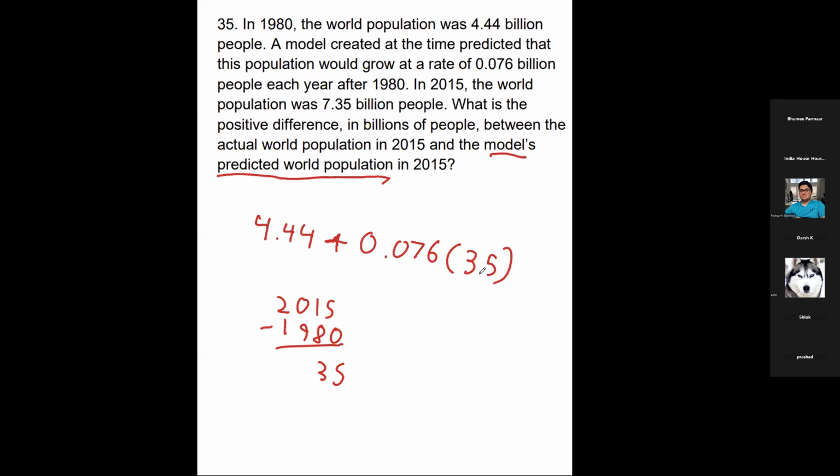I'm not solving this out by hand. I would recommend putting this into your calculator. This gets us 2.66 plus 4.44, which gets us 7.1.